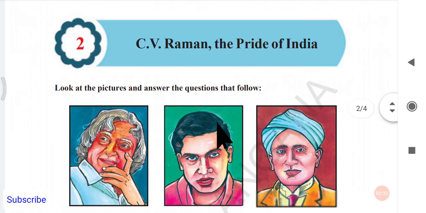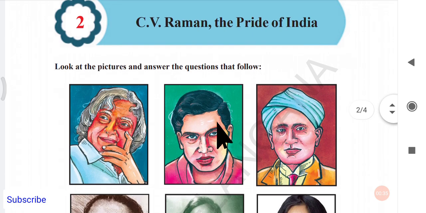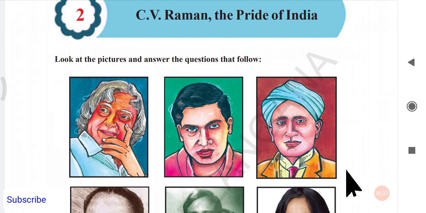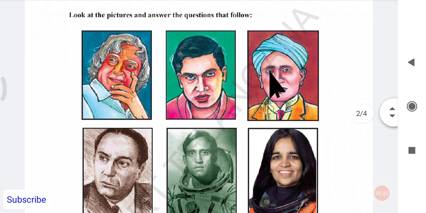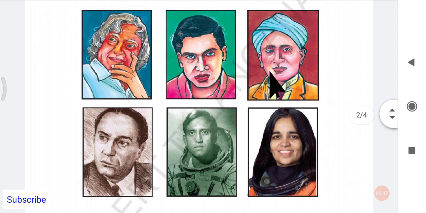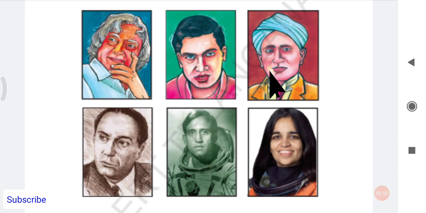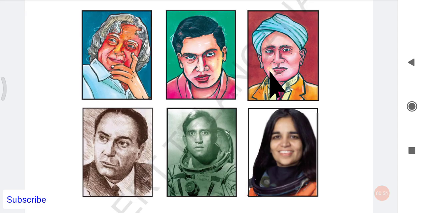So C.V. Raman, the Pride of India. Before reading the text, we have some pictures here. So look at the pictures and answer the questions that follow. You have got some pictures of great people, especially they all belong to India. Okay, so that is the important thing.